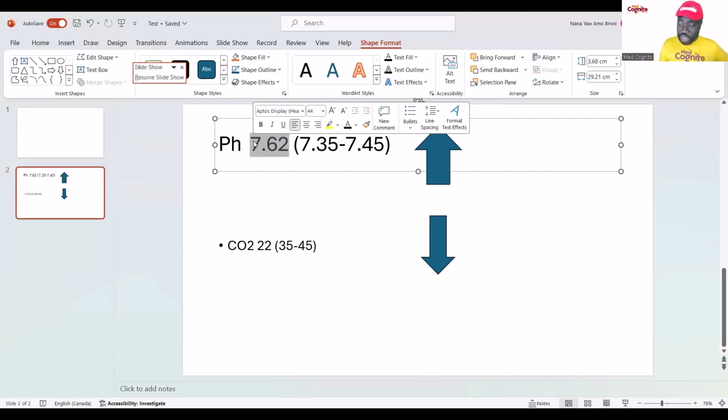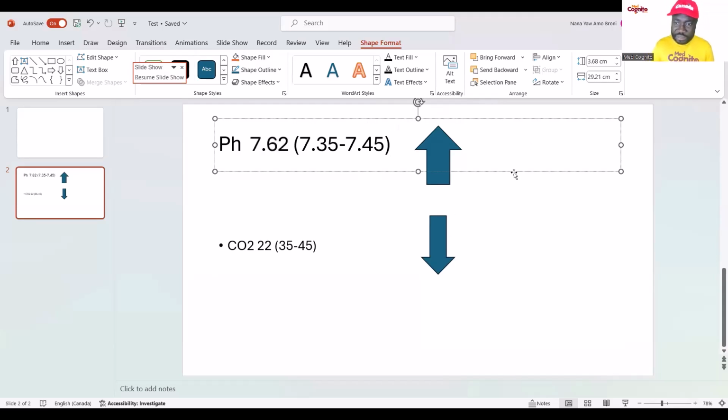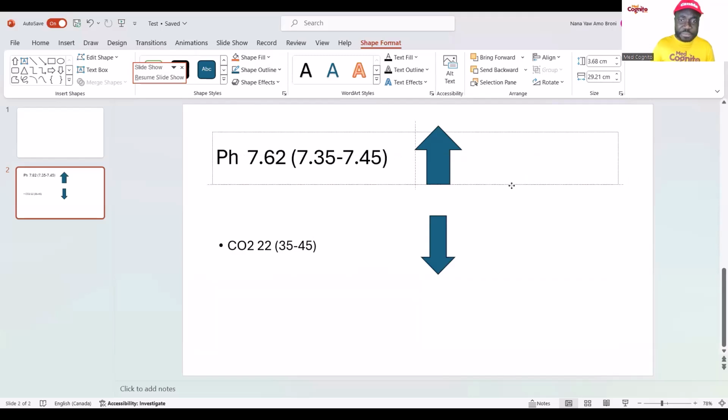7.62. Is the patient acidotic or alkalotic? Alkalotic. Okay, good. Now, this is the point. So the first thing you have to say is this. When you see a case like this, okay?